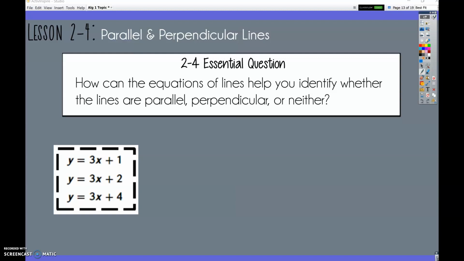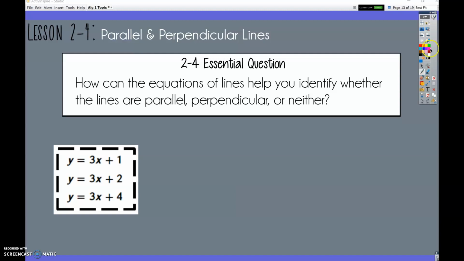Now that you have learned the three forms of a linear equation and the properties that they show, we're going to talk about specific lines that are called parallel and perpendicular lines. You've likely heard of them before, but we want to know how each of the equations that we've already learned will help us identify if the lines are parallel, perpendicular, or neither.